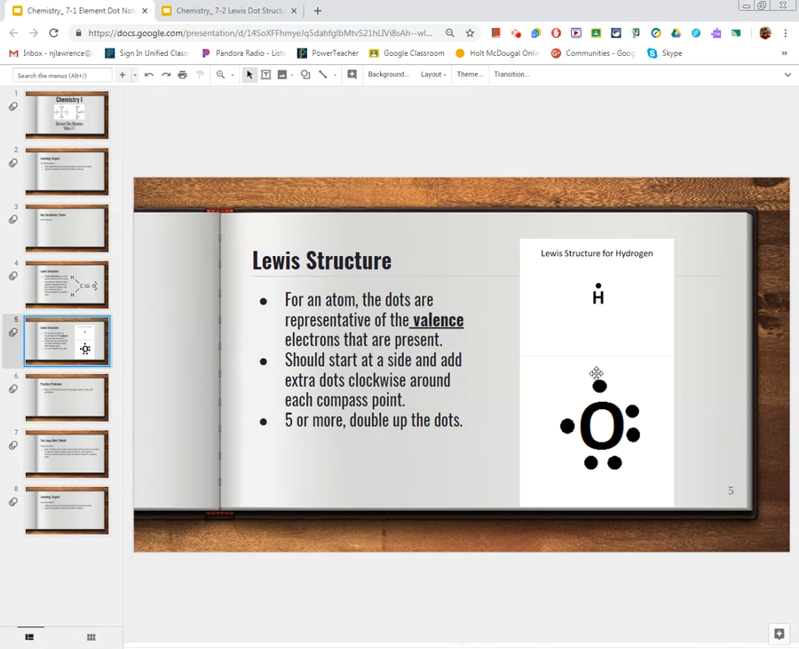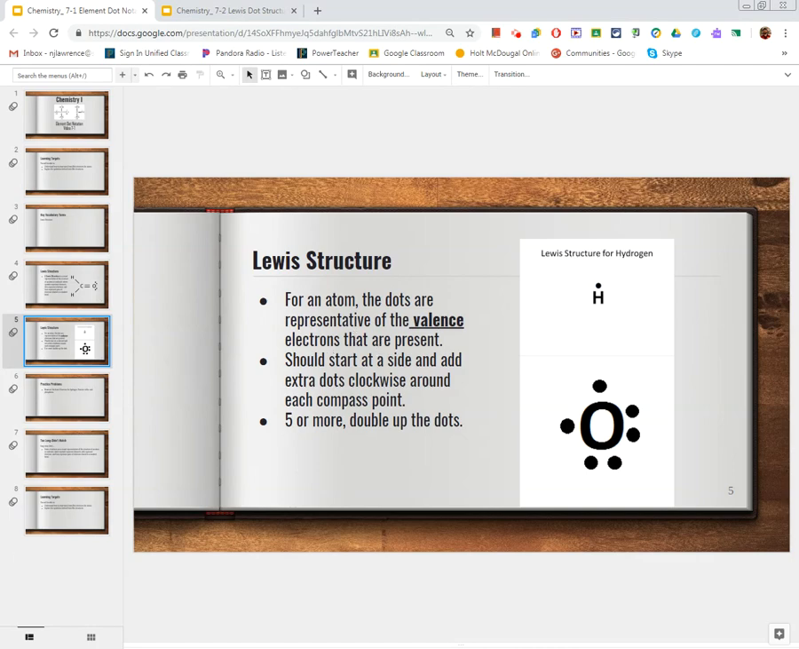So a Lewis dot structure for an atom is relatively easy. The key here is being able to count up the valence electrons off your periodic table and then simply put dots around the chemical symbol. So for an atom, these dots are representing the valence electrons on an element.